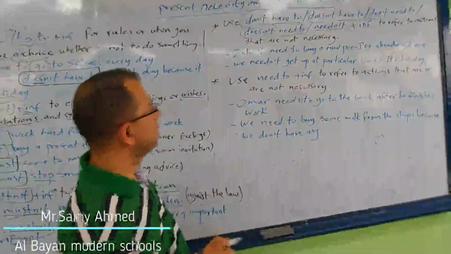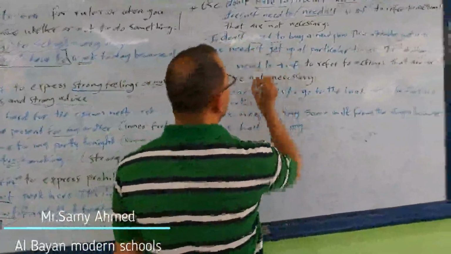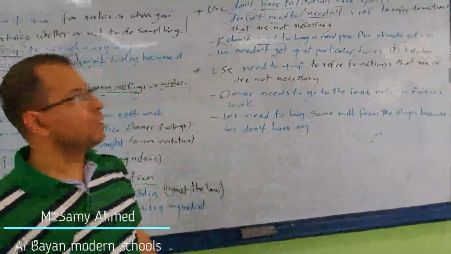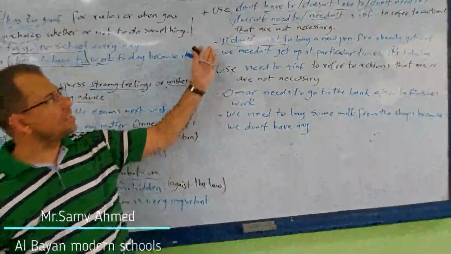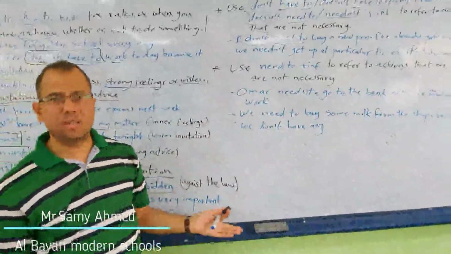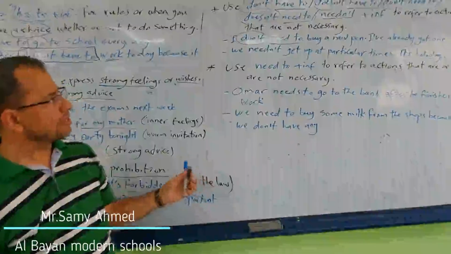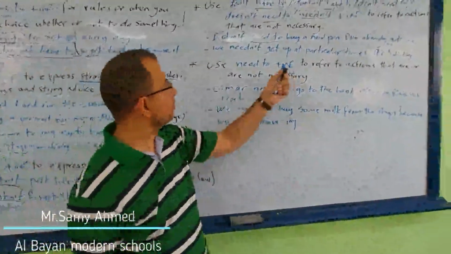For example, I don't need to buy a new pen. I have already got one. So that's to say, there is no necessity. It's not important. It's not necessary. It's not obligatory to buy a pen because I have another one.